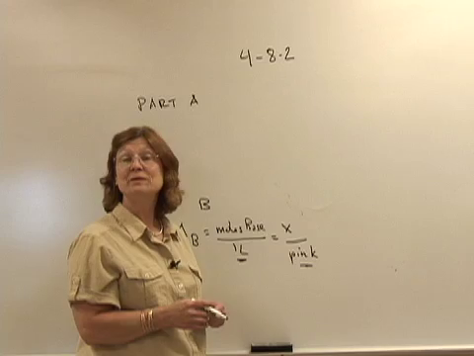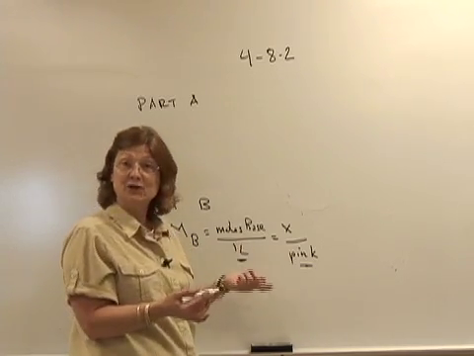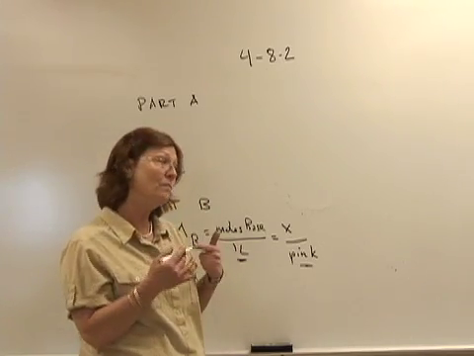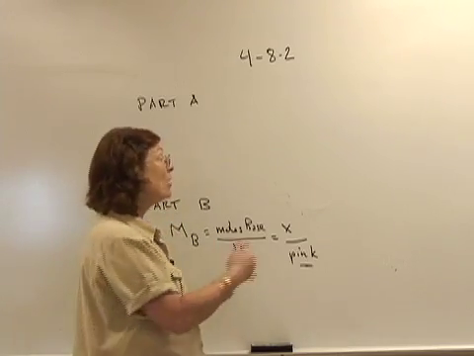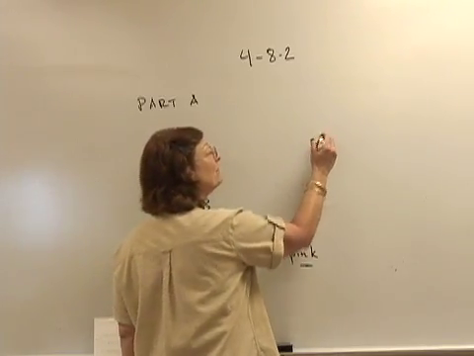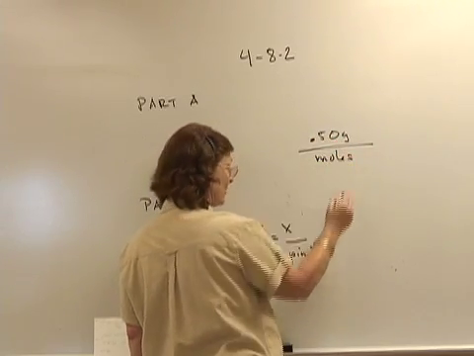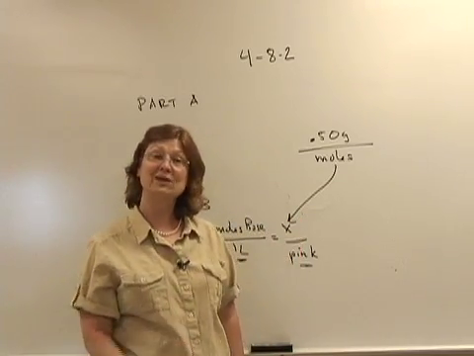All of our volumes should be to the tens place. And then we're finding the molecular weight. For part B, that's the purpose. We're finding the molecular mass of the unknown acid. We know that we weighed out 0.50 grams, and we're going to divide it by the moles that we find here. Grams per mole is my molecular mass.